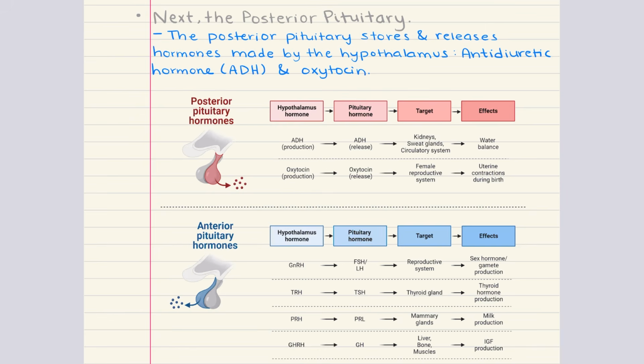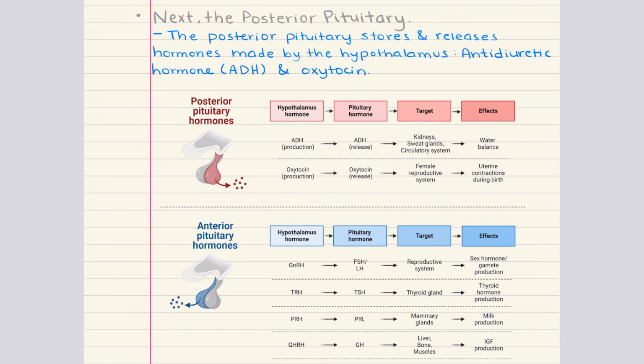Instead, it stores and secretes 2 hormones that are made in the hypothalamus, antidiuretic hormone and oxytocin. These are transported down neurons from the hypothalamus, and they are then released into the bloodstream by the posterior pituitary. Antidiuretic hormone increases water reabsorption in the kidneys, and oxytocin promotes uterine contractions during labor, and it also triggers milk ejection during breastfeeding.